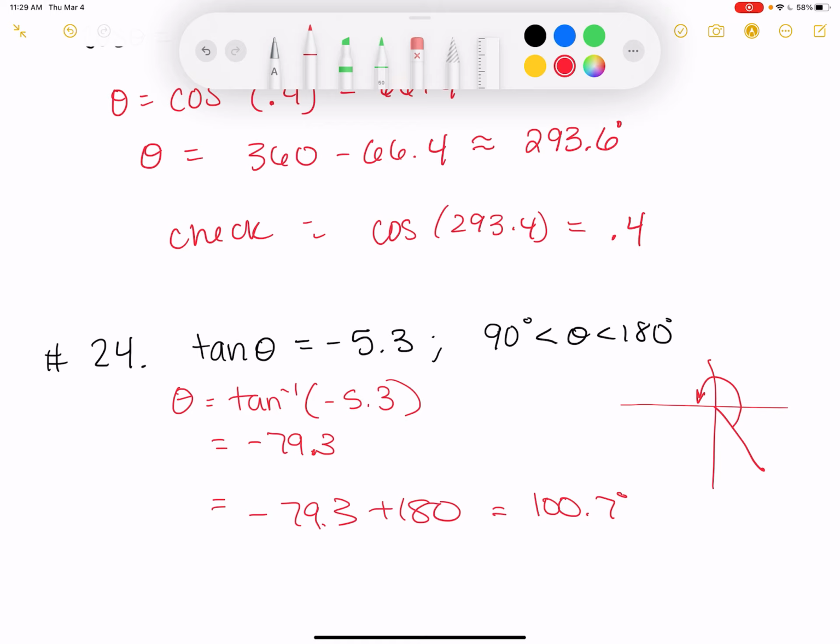Does that make sense? Hold on, guys. I'm trying to hear you because I really can't hear you right now. Obviously negative 79.3 is not the same angle as 100.7. I don't understand how those angles are related to each other. They're different angles, so if you do the tangent inverse of negative 5.3, it's not the same.